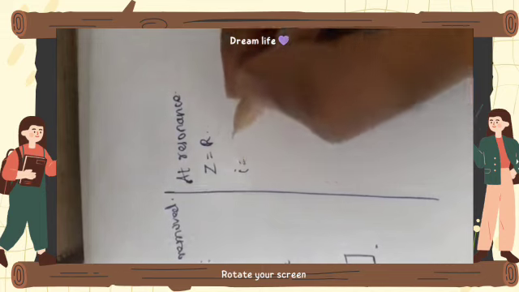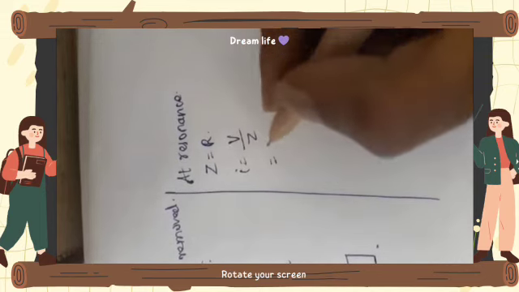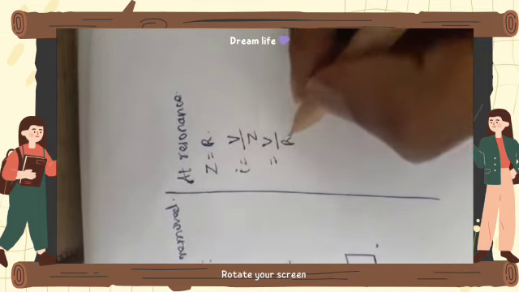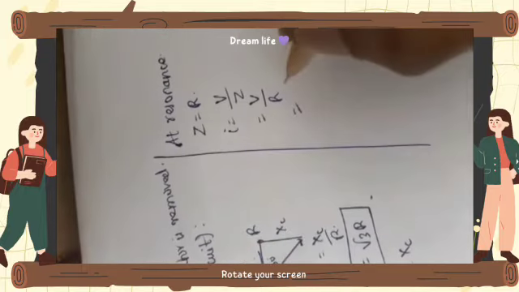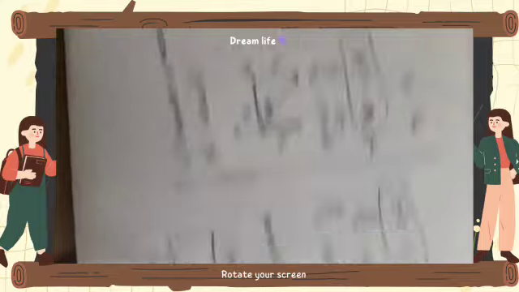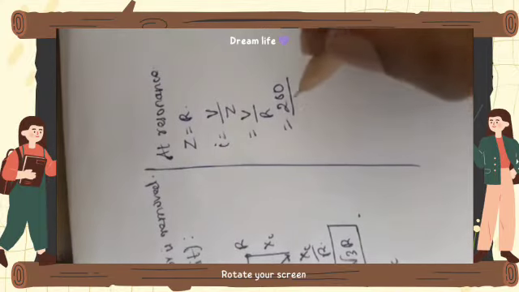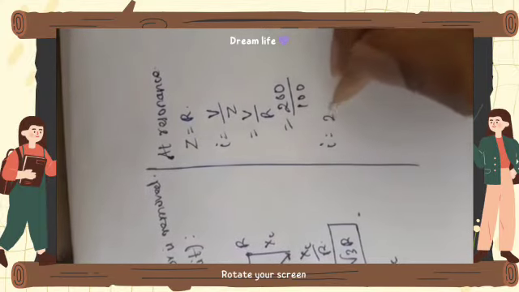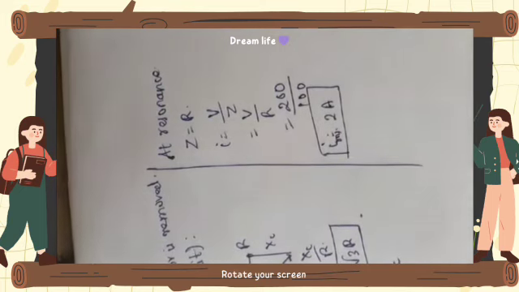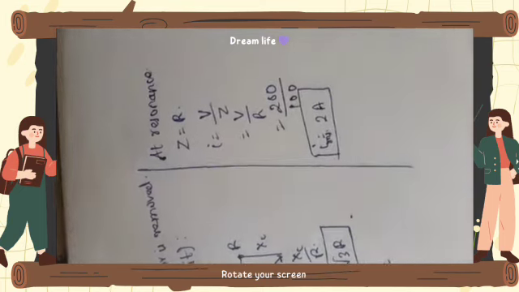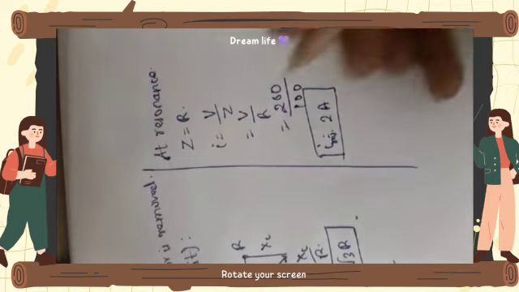So current is nothing but V by Z, and Z is nothing but R. So V by R. So here is 200 volt, that is the supply voltage, and so 200 divided by R, which is 100. So I is equal to 2 ampere is the current, and this is IRMS. We always know that in an AC circuit we always find the RMS value of voltage and current. So this is IRMS, and this is also VRMS.